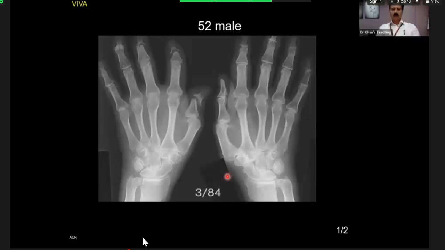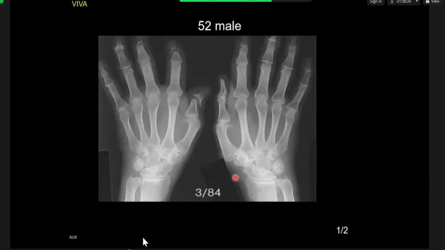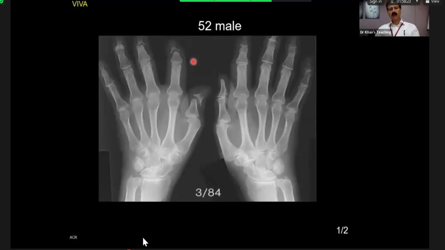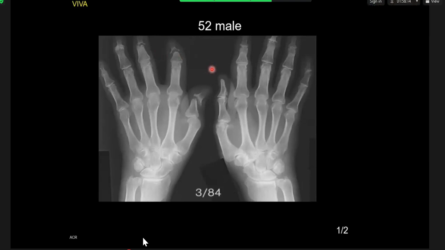Your differential, please. Well done. My differential for this would include rheumatoid arthritis. So, before you continue, distal interphalangeal joint involvement. Does RA, or no? Not for the distal. No. Okay, well done.